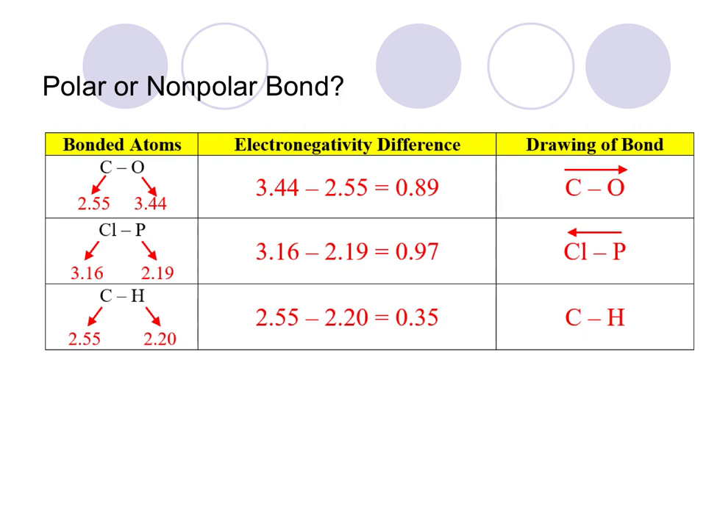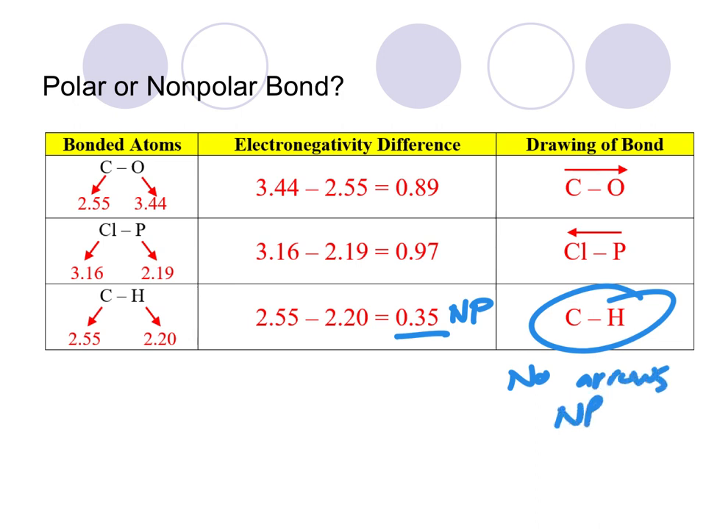Now this one, we only have a difference of 0.35. It is a nonpolar bond, and then notice we don't need to put anything, no arrows. Please, if it is a nonpolar bond, you don't do anything to it, and that indicates it is nonpolar.